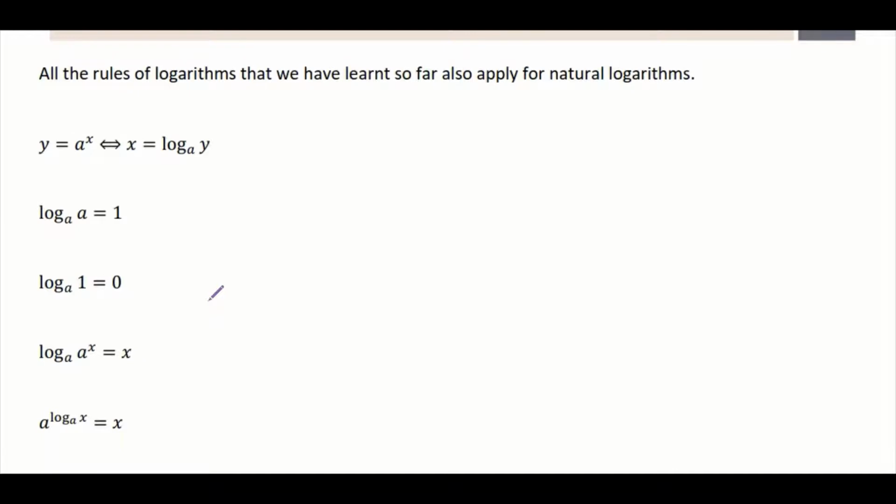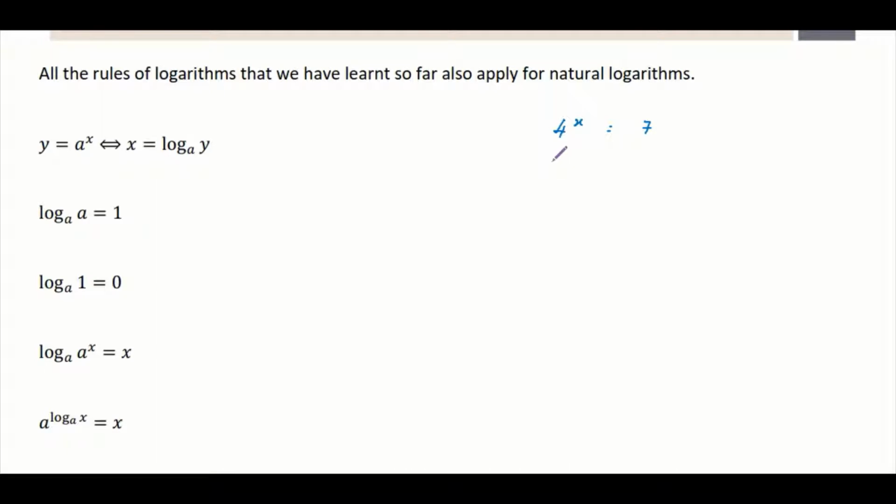All of the rules for logarithms that we have learned so far can apply to natural logarithms as well. What you need to do here is change all the log to the base a to the form of log to the base e. This is an idea for you when you want to solve an equation. It's the same thing as when you want to solve an exponential equation, for example 4 to the power of x equals 7.